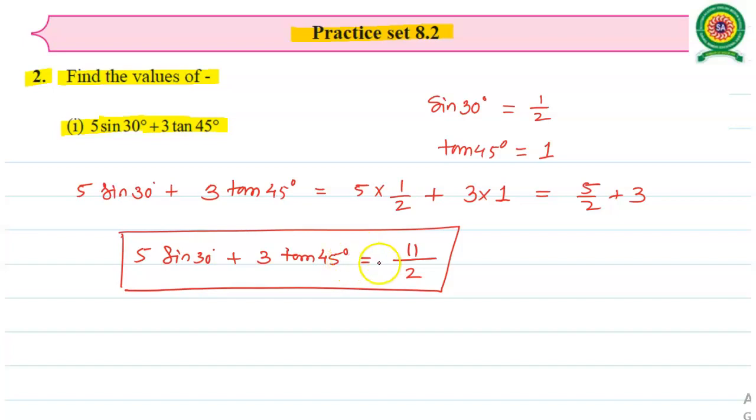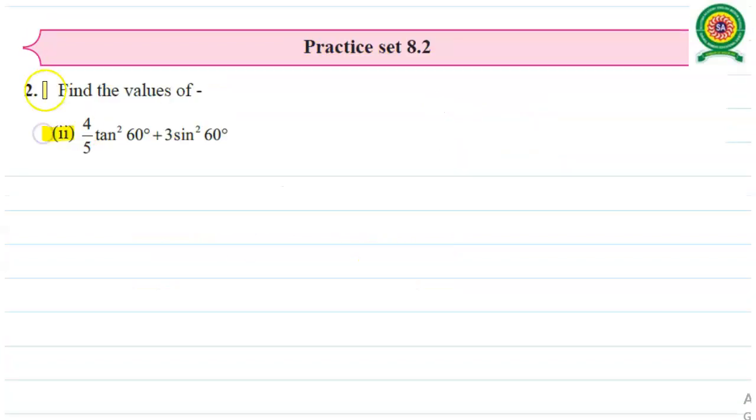be the value of 5 times sine of 30 degree plus 3 times tan of 45 degree. Look at the second sub question from question second. Find the values of 4 by 5 times tan square of 60 degree plus 3 times sine square of 60 degree. So look at the trigonometric table, we have the values of tan of 60 degree and sine of 60 degree. I am writing tan of 60 degree value we have root of 3, and value of sine of 60 degree we have root 3 by 2.